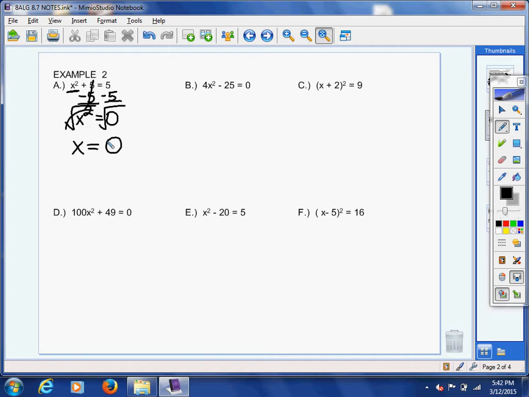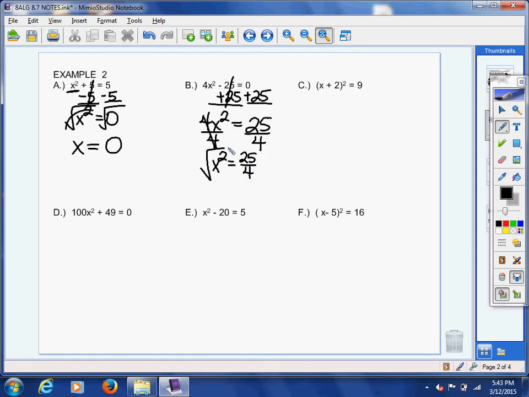All right, so letter B, we've got 4x squared minus 25. Remember, get your squared variable on one side, move your constant number to the other side. So I need to move that 25 over. Okay, so here we go. I've got 4x squared is equal to 25. I still need to get x squared by itself, so divide each side by 4. And now I have x squared equals 25 fourths.